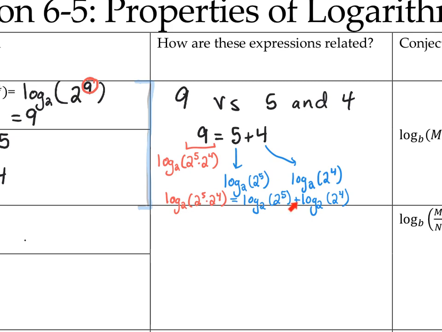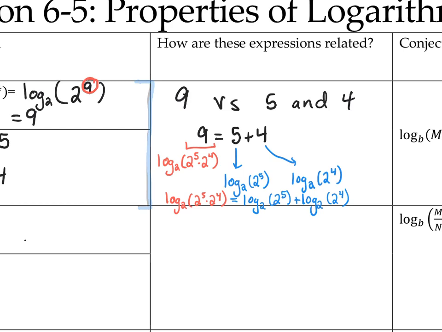And that's really just based on exponent rules. When I multiply things with the same base, I add their exponents. Logarithms are just asking for the exponent, so notice this is an answer of 5, or just the exponent, an answer of 4, or just the exponent, and I have added them.